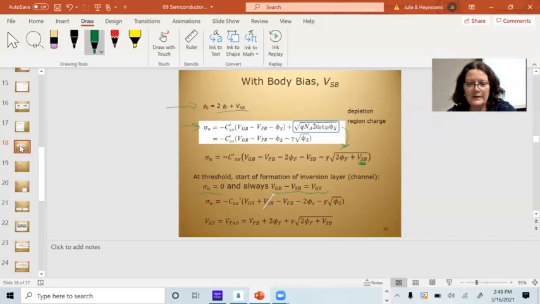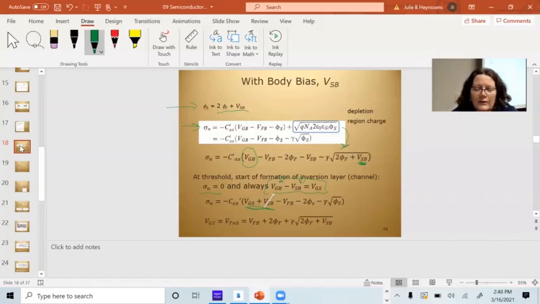This equation right here is always true. VGS equals VGB minus VSB. Everybody see that equation right there? Okay, because all that is, I've subtracted VB from here and I've added VB right there. So that's always VGS. So I'm going to replace VGB in this equation with VGS plus VSB. Now, if I have a 0 source to body voltage, that goes away.